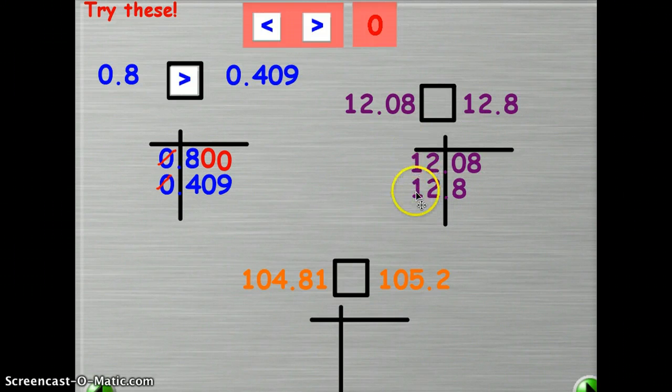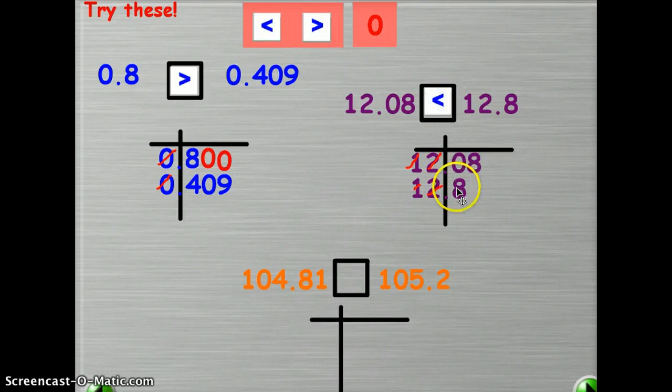For the next example, I'm going to get to cross off more numbers, I can tell already. I can see here that starting at the leftmost value, they both have a 1 in the tenths place, so I can cross those off. They both have a 2 in the ones place, so I can cross those off. Now I see that I can make my decision. I have a 0 here and an 8 here. I know that 8/10 is greater than 0/10. So 12 8/10 must be greater than 12 8/100.